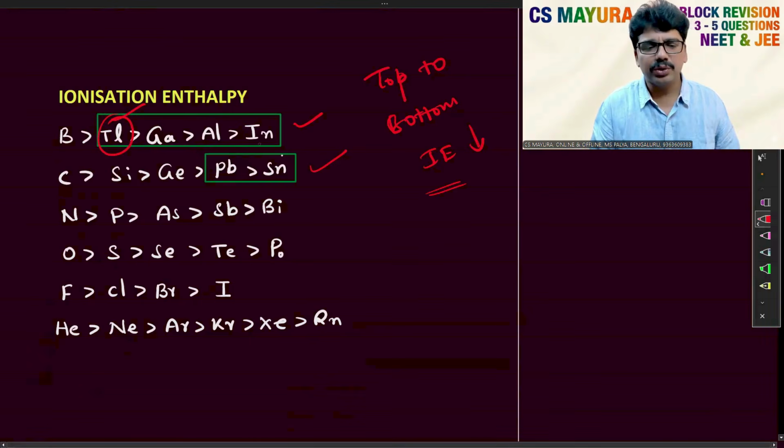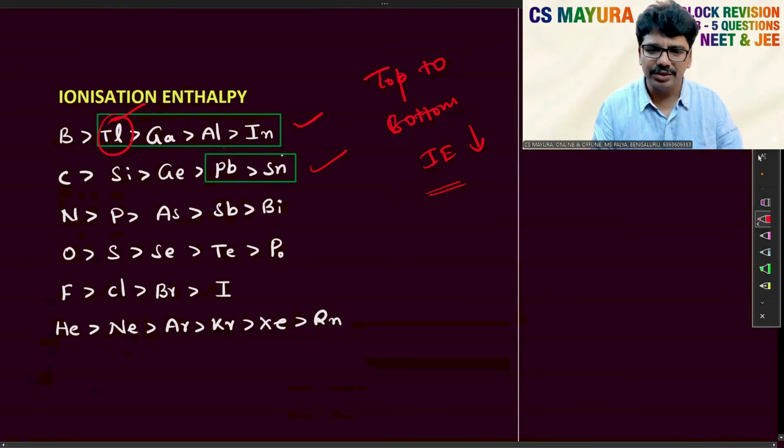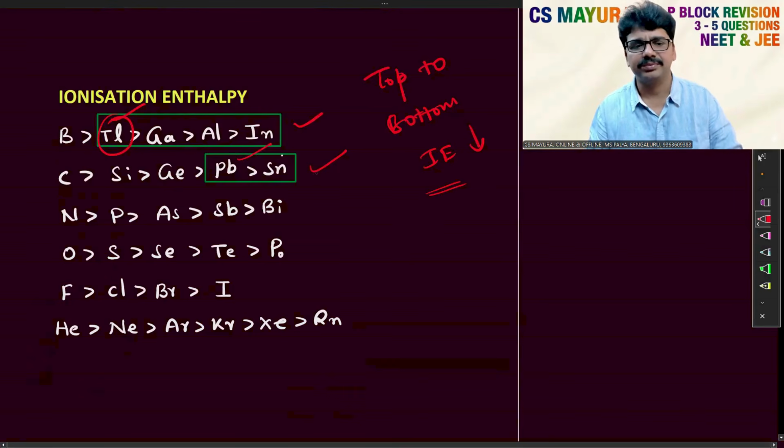So due to the changes in the effective nuclear charge, we observed an exception in the boron family and carbon family. Here thallium, gallium, aluminum, indium: an exceptional order. In the carbon family, we expect lead should have the lowest ionization enthalpy, but due to the same reason, lead has higher ionization enthalpy than tin. Only these two exceptions.